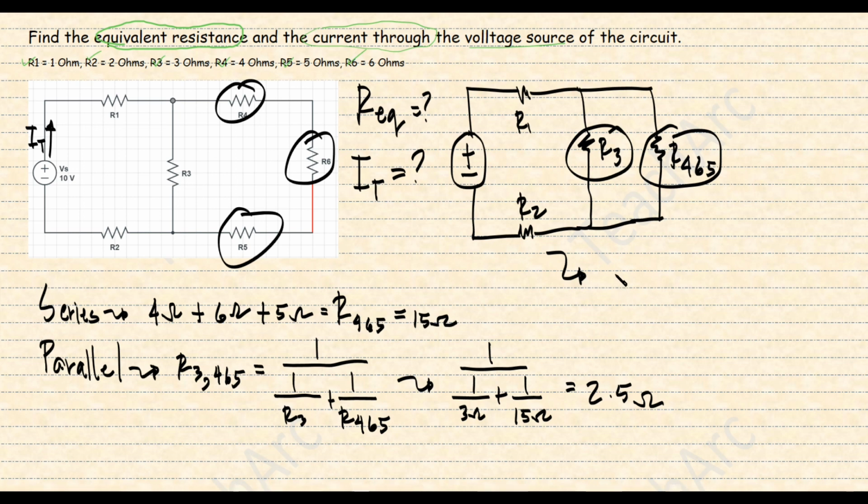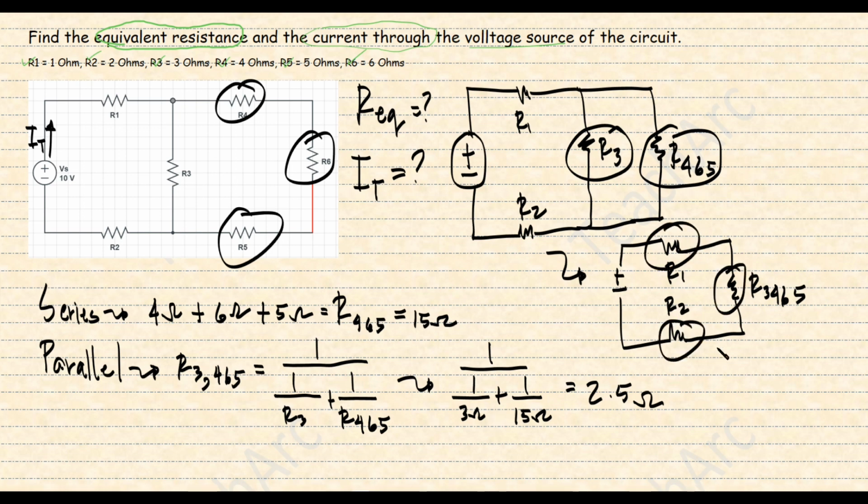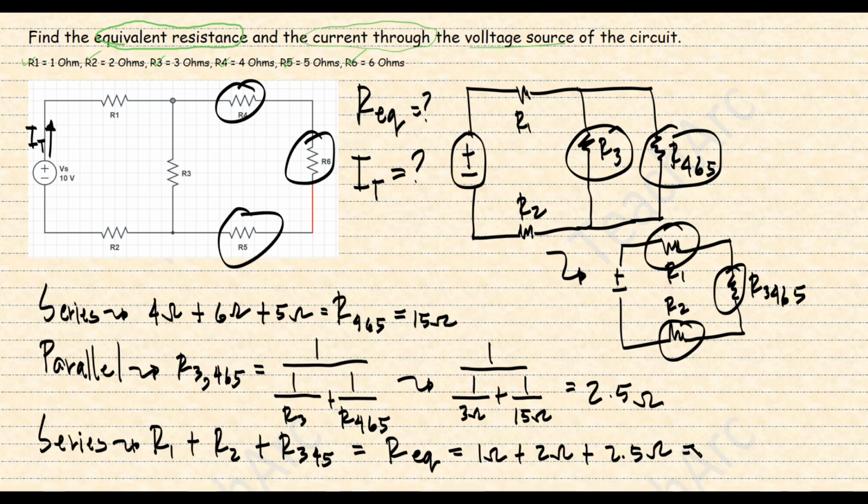After drawing again the simplified version of the circuit, now that we combined R3, 4, 6, and 5, we notice that we have a series connection between the two remaining resistors R1 and R2 and the combined R3, 4, 6, and 5. So to simplify them further, we just need to add their values, which finally will give us the equivalent resistance of the 6 resistors. The equivalent resistance is equal to 5.5 ohms.